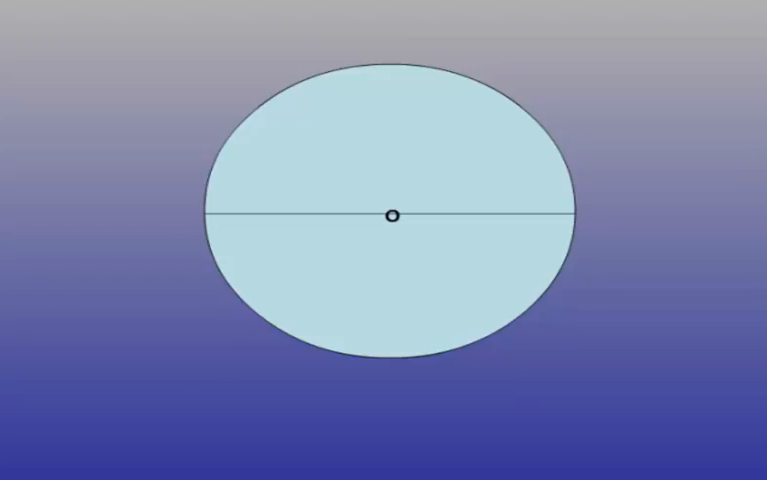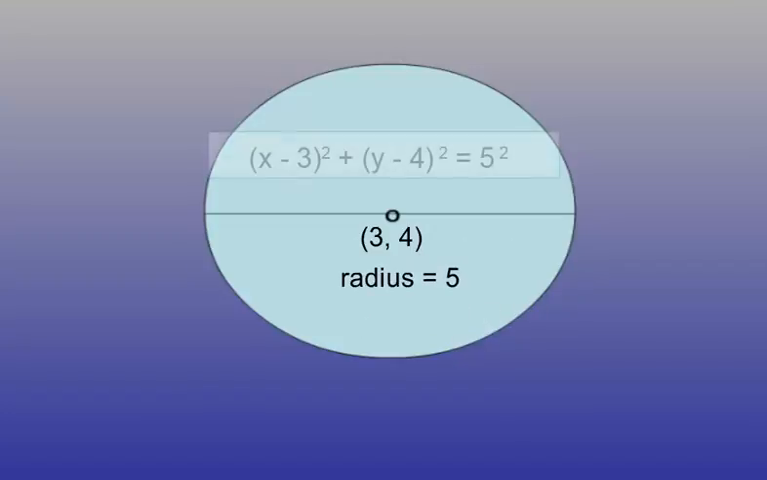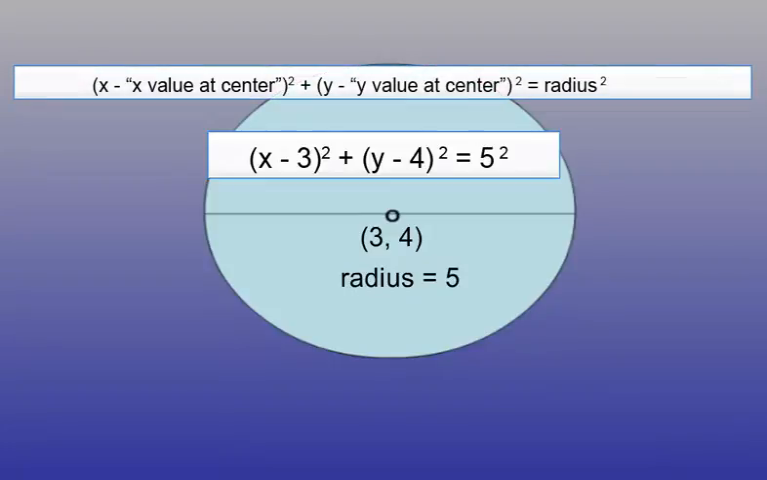You'll also need to be able to deal with the equations of circles. Now, if you've got a center of a circle at 3, 4, and the circle has a radius of 5, your equation would be (x minus 3) squared plus (y minus 4) squared equals 5 squared. So you can see it's x minus the x value at the center, quantity squared, plus y minus the y value at the center, quantity squared, equals the radius squared.